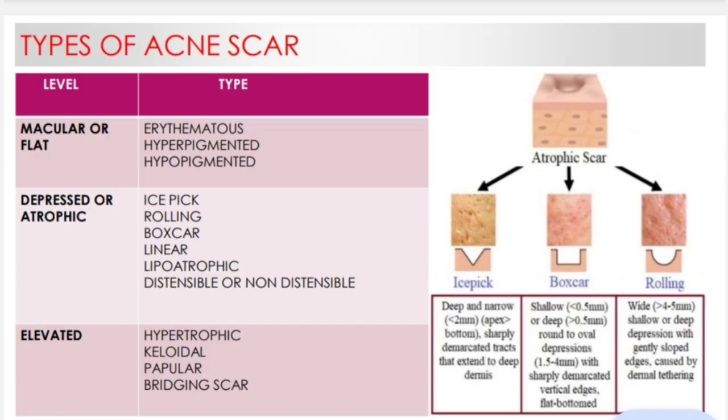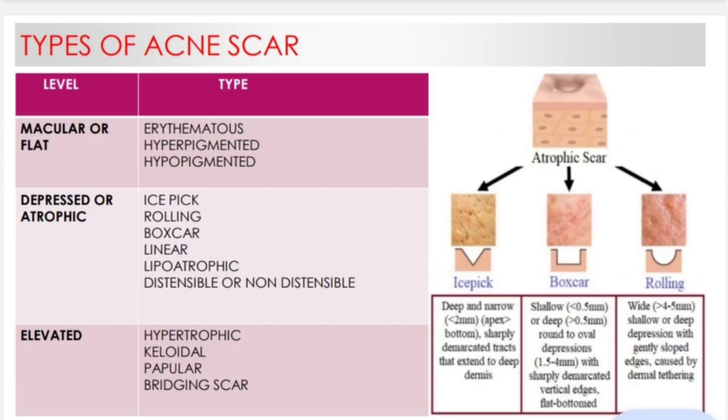There are various types of acne scar depending upon the level. It can be macular (flat), depressed or atrophic, or elevated. The macular or flat scar itself can be edematous, hyperpigmented or hypopigmented. The most common acne scar we encounter is the depressed or atrophic scar, which can be ice-pick scar, rolling scar, box scar, linear scar, lipoatrophic scar, distensible or non-distensible. Elevated scars are hypertrophic scars, keloidal scars, papillary, and bridging scars.